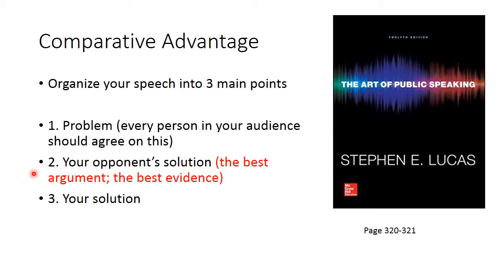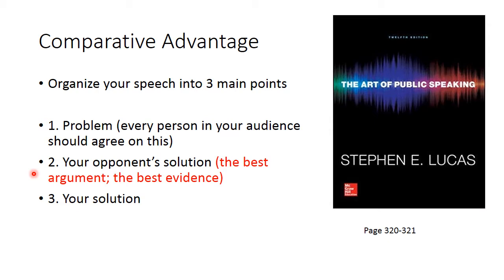When you're laying out your opponent's solution, you want to offer up the best argument and the best evidence for why your opponent is actually correct. You don't want to do what's known as straw manning the argument. You don't want to give a very weak argument for your opponent, because then your opponent can come back and say, actually, that's a very weak argument. I have a stronger argument for my position. So before your opponent's allowed to make their strong argument, you want to make their strong argument for them.